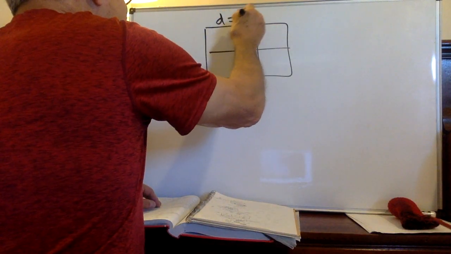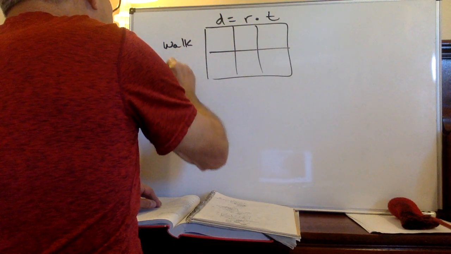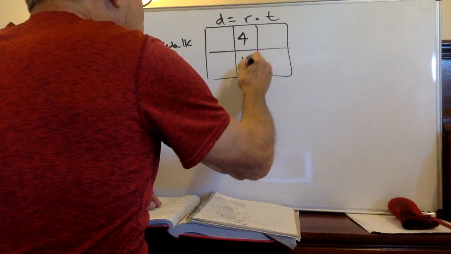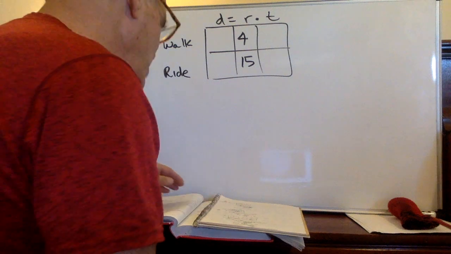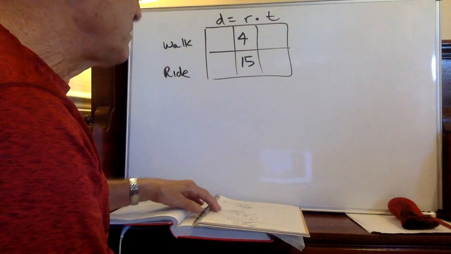Again, distance equals rate times time. Walk, ride. I know that walking his rate was 4. I know that riding his rate was 15. I know that the total time of the trip was 8 hours.